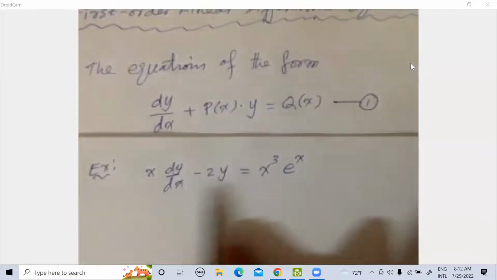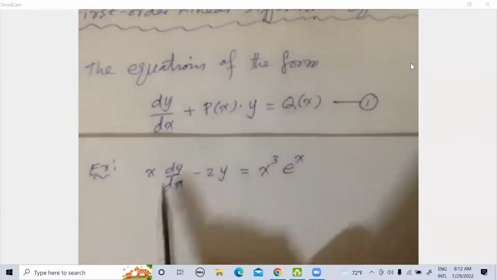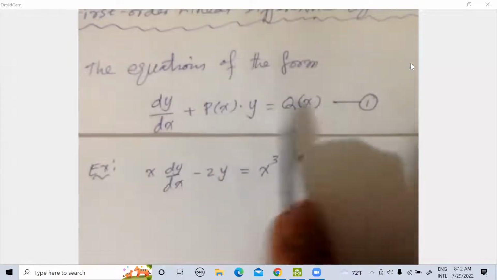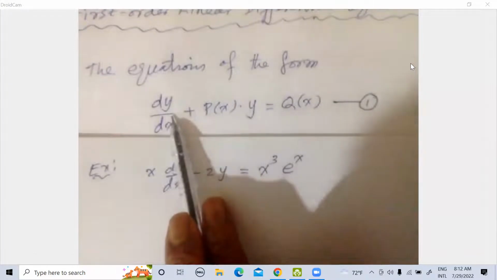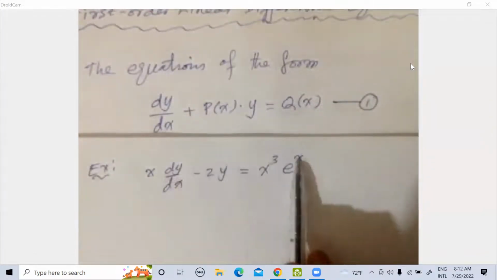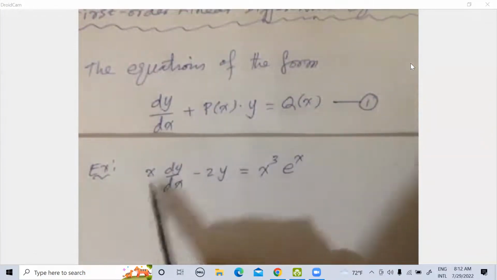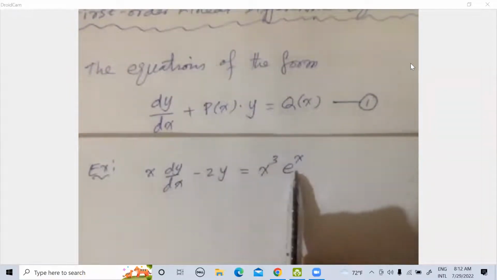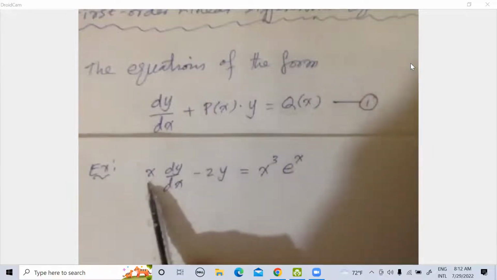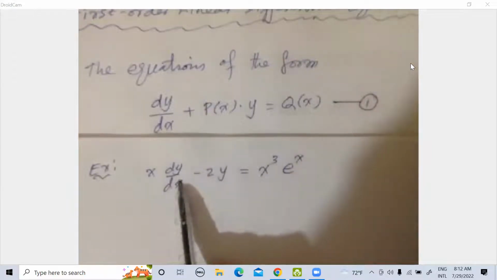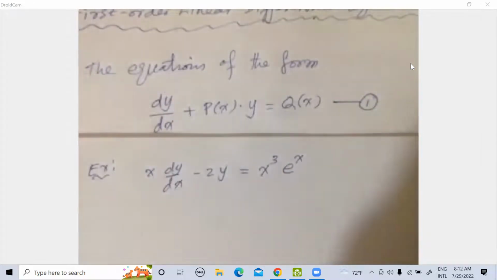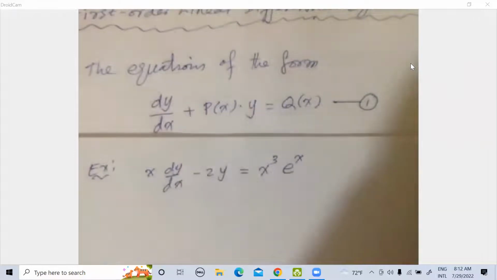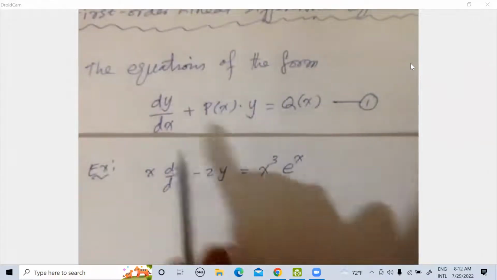Now, when you see this equation, you should recognize it as a linear differential equation. You might say, in the standard form we have dy over dx alone, but in the given one, it is x dy over dx minus 2y equals this. So the first thing to do is make this into the standard form. How do we turn this equation into that?